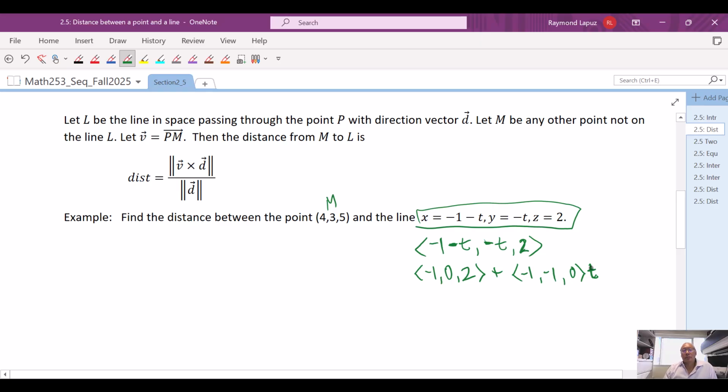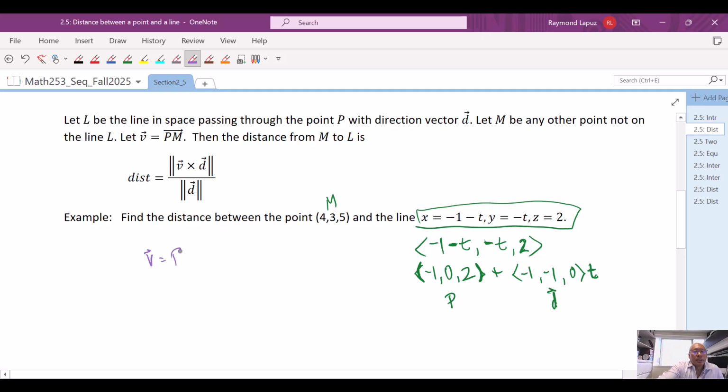All right, so if I write it like this, I can see the point. I know I drew this as a vector, but a vector and point are essentially the same thing, so it doesn't matter how you look at it. So I think this is my P, and this is going to be my direction vector D. Okay, so now I have a point and a direction, and I have M. So I need to find V. So let's get V going.